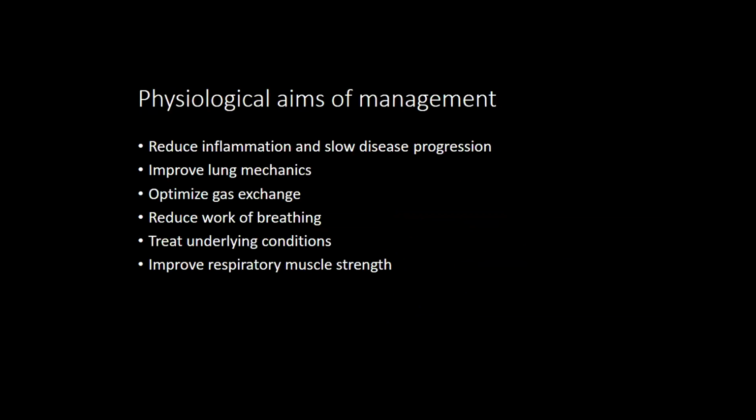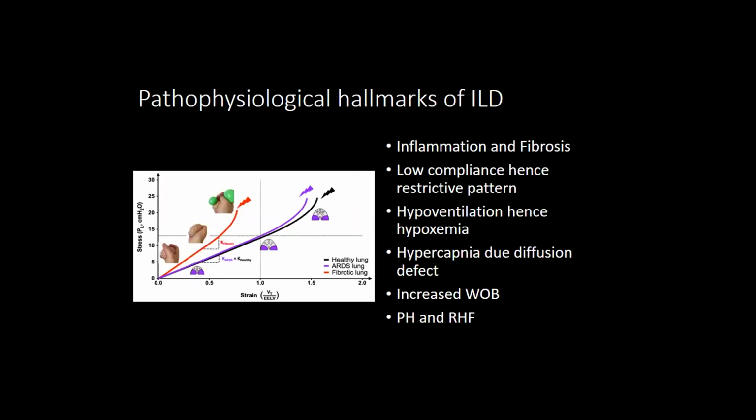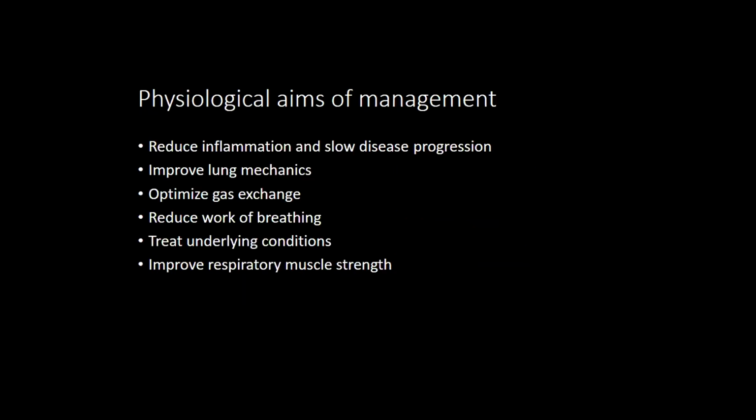So with the understanding of the physiological changes in interstitial lung diseases, this guides the therapy. So our aims will be to reduce inflammation and slow disease progression, to improve lung mechanics, optimize gas exchange, reduce work of breathing, treat underlying conditions or secondary conditions that will arise in due course of the illness, and also improve respiratory muscle strength, because we know over time, due to working too hard to breathe, the patient gets wasting of not only respiratory muscles, but including peripheral muscles, and malnutrition due to poor oral intake.